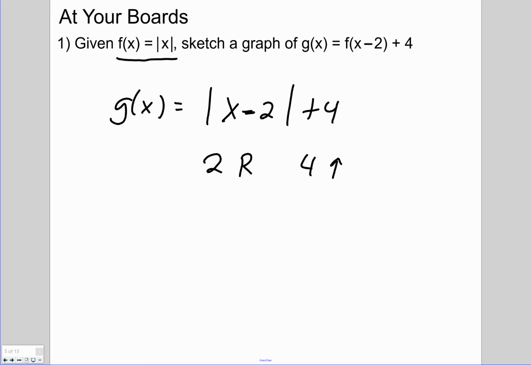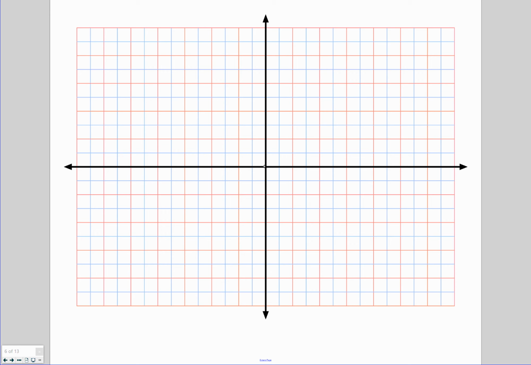All right, so on your graph, you should have this right here would be the parent function. Yep, starts from the origin. And then how are we moving it? Move it to the right and more up. Right, you do that.